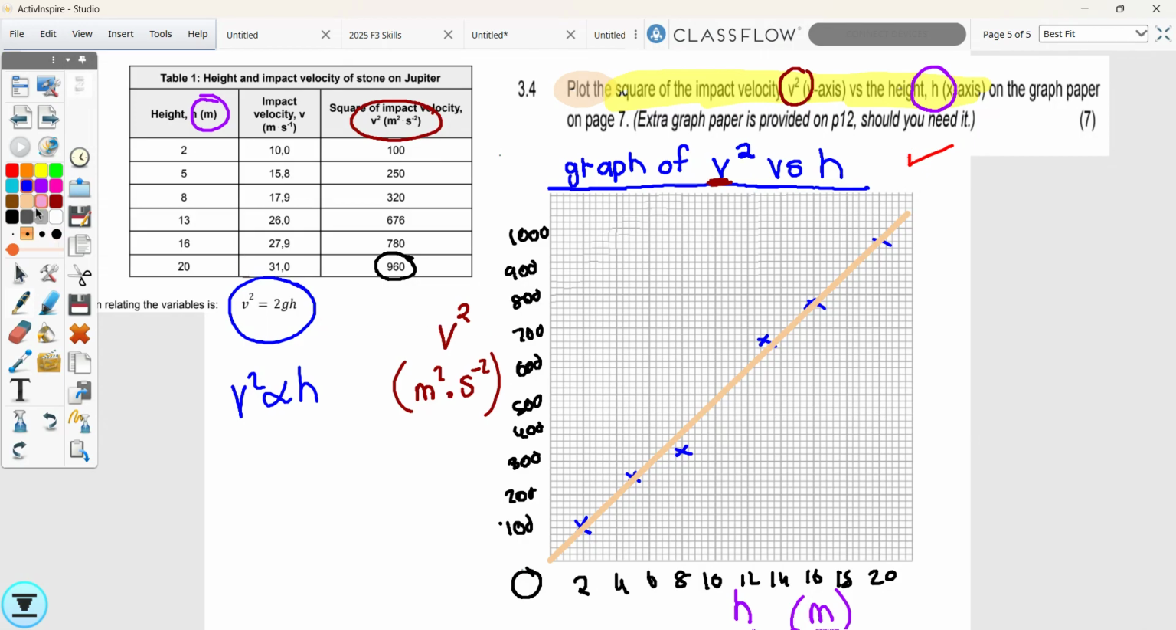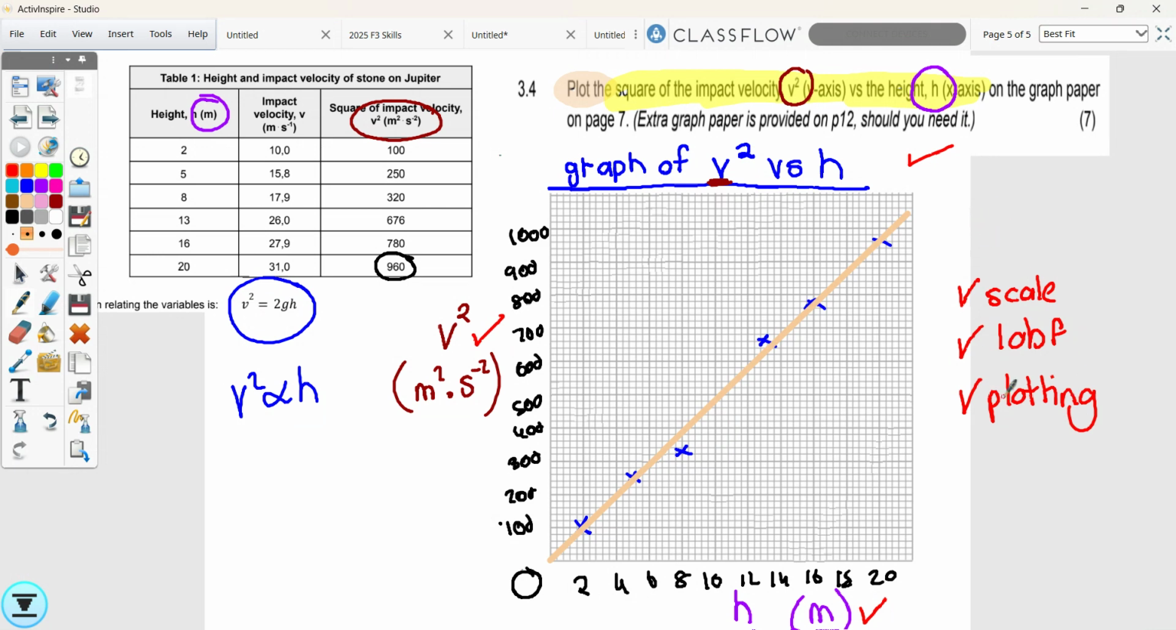So the 6 marks, guys, are there. 1 for the quantities, 1 for the units, 1 for your scale, 1 for your line of best fit, and 1 for your plotting. So can you see that? That's where we get the 6 marks from. Yes.